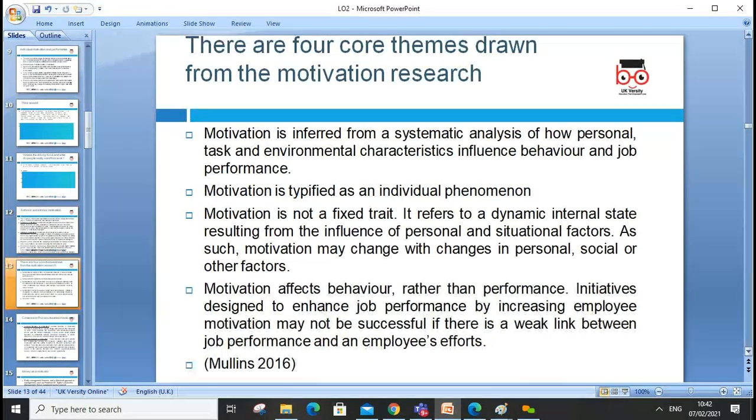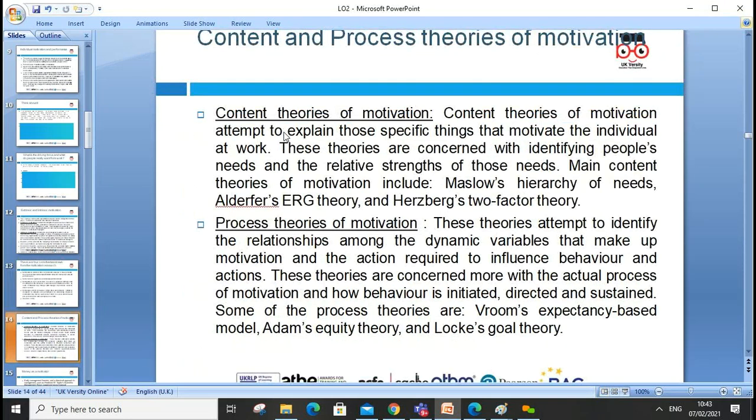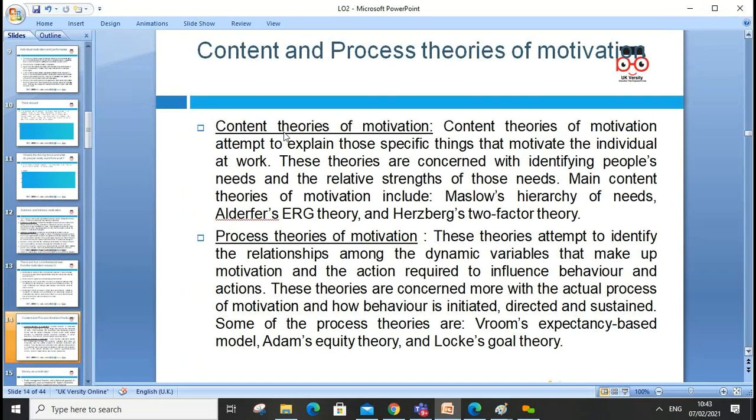Okay, then there is a lot of research about this. Four core themes are drawn from the motivation research: motivation inferred from systematic analysis. Motivation is an individual phenomenon. Some say motivation is not a fixed trait. Not everyone is motivated by the same thing. Motivation affects the behavior of the individual. If you're well motivated, your behavior will be different from others.